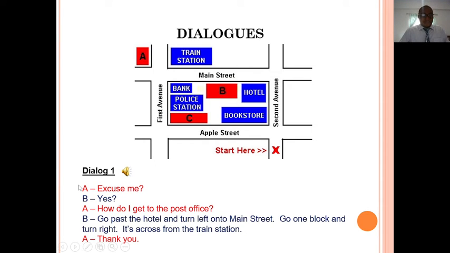One more time. Excuse me. B. Yes. A. How do I get to the post office? B. Go past the hotel and turn left onto the main street. Go 1 block and turn right. It's across from the train station. Then A. Thank you.